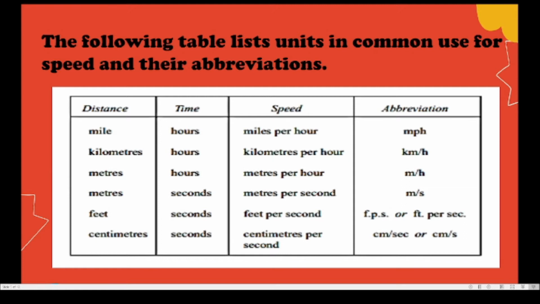km/h. For meters, then hours, then meters per hour, then m/h. Then meters, seconds, meters per second, m/s. For feet and seconds, feet per second, fps or feet per second. For centimeters, we have centimeters per second and cm/s.